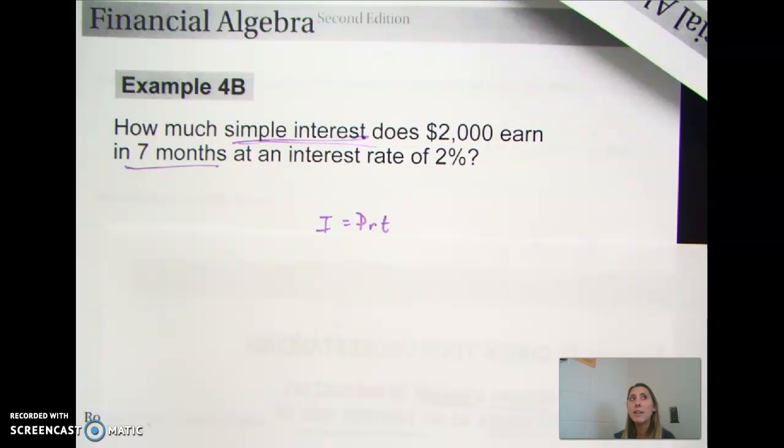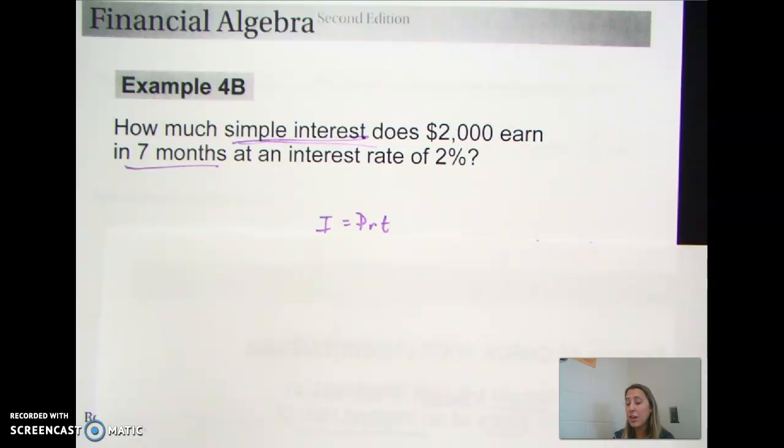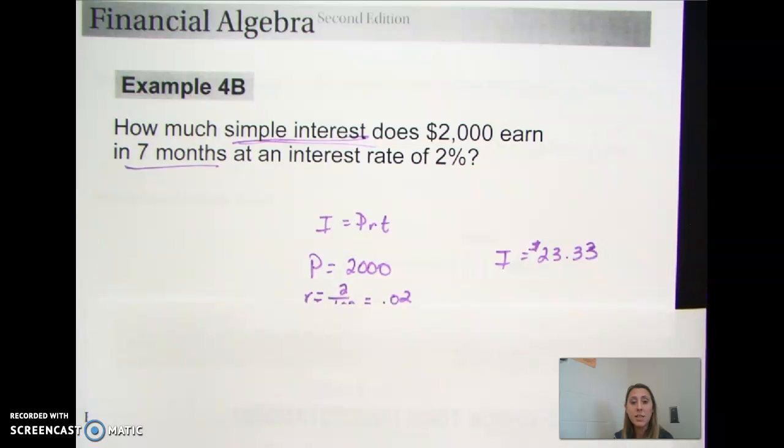So sometimes we'll ask you how much has been earned in only 7 months, which is less than a year, and T is represented as time in years. So we're going to use a fraction to help us with that. Again, I'm going to use the same exact formula. I'm going to identify my P, which is my principal, which is 2,000. My rate is 2%, which is 2 divided by 100, which is 0.02. And then I'm going to represent my time as 7 months out of 12 months. So 7/12 would be the amount of time in years. It would be 7/12 years.